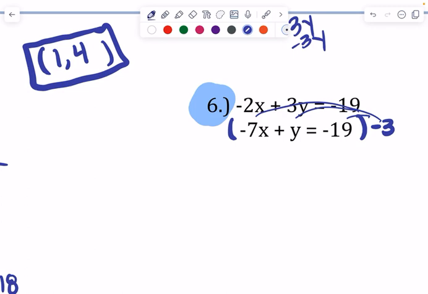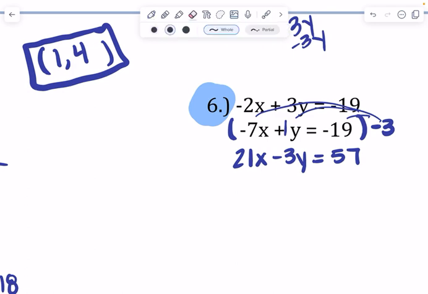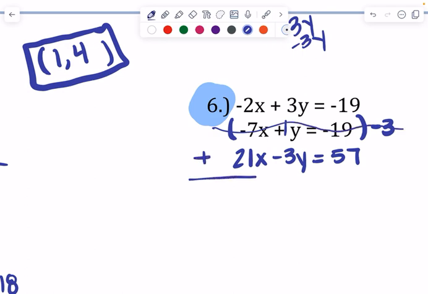So negative 7 times negative 3, 21x. 1 times negative 3, negative, so minus 3y equals negative 19 times negative 3, 57. And then again, I like to cross out the one that I altered so I don't try to add that. So we're going to add it with the top equation there.